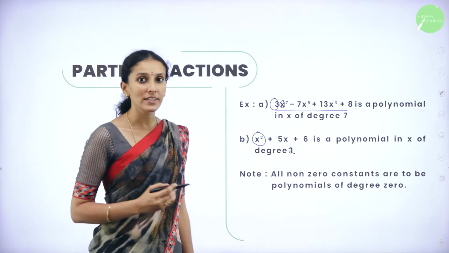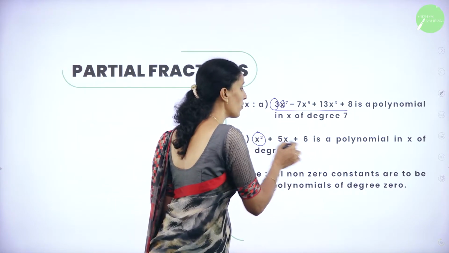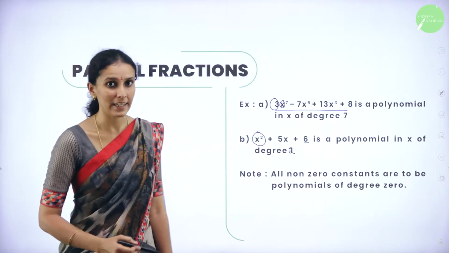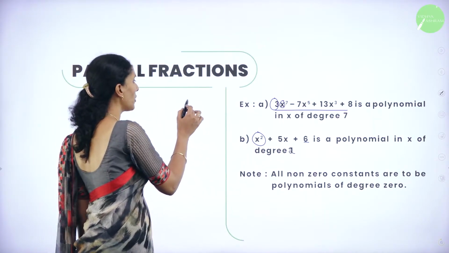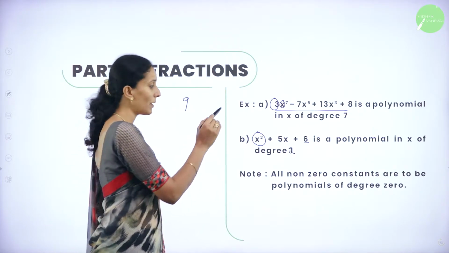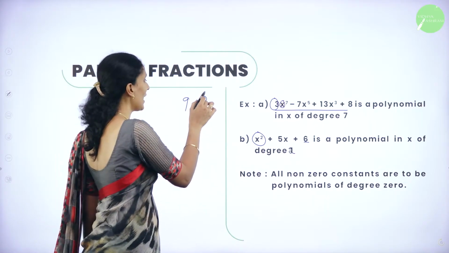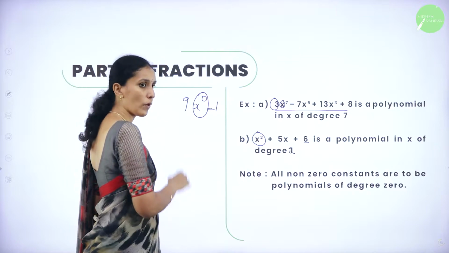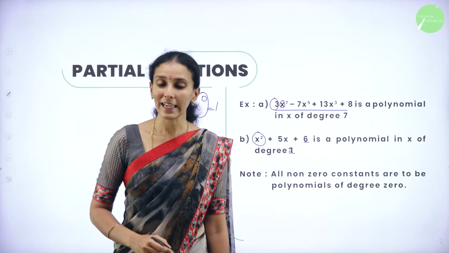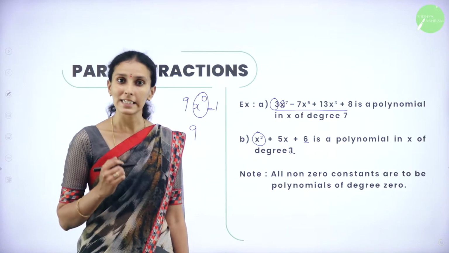And all non-zero constants. Why are they called non-zero constants? Here is an example for a non-zero constant. They are polynomials of degree 0, because when you write 9, it is also a polynomial. Suppose its variable is x, then the power of the variable is 0 there. Since anything to the power 0 is always equal to 1, 9 is called a constant polynomial with degree 0. Any constant polynomial has degree 0.